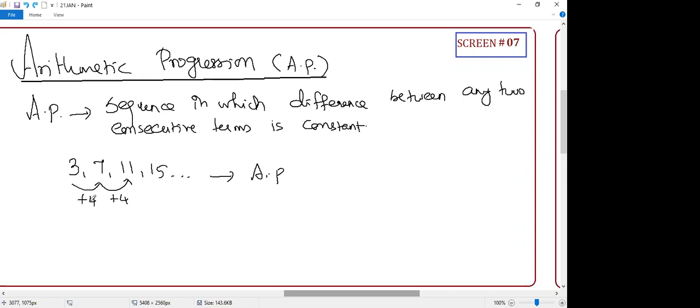Here you are adding plus 4, plus 4. Instead, if you are multiplying, for example 2, 4, 8, what is happening? Into 2, into 2. So then this is called a GP. Clear or not?